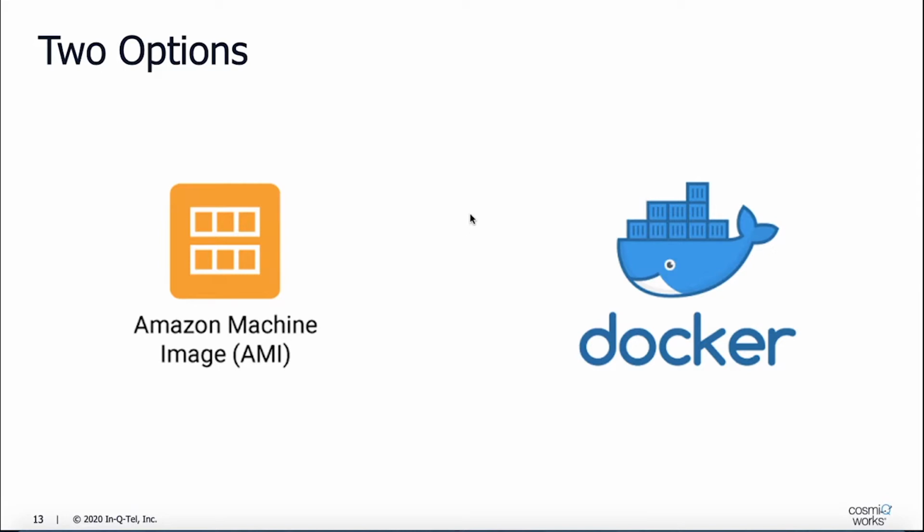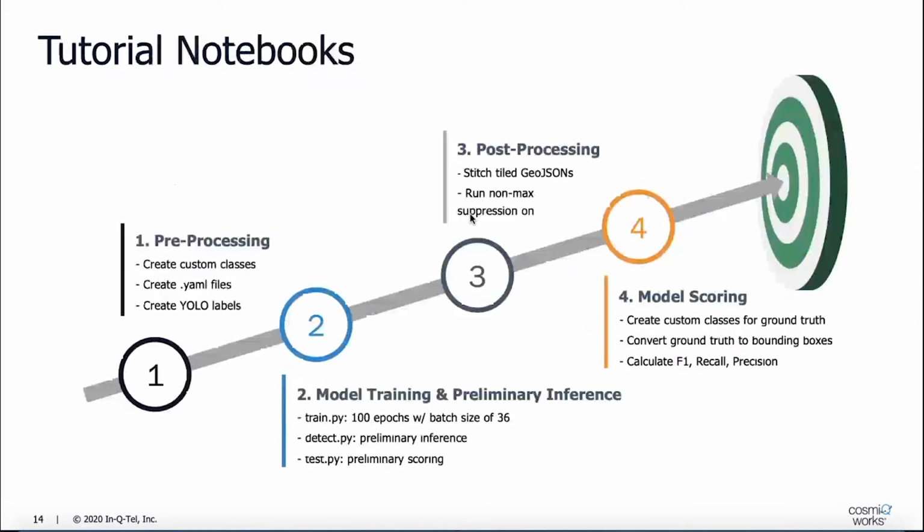And so this tutorial is composed of 4 different notebooks. The first being the pre-processing notebook, in which you'll create custom classes, create the YAML files that are specific to YOLO, and then create YOLO labels that give you the width, height, class, and XY position of all the attributes in each image, so that YOLO can interpret them. And then next, you'll be looking at training the model and running a preliminary inference.